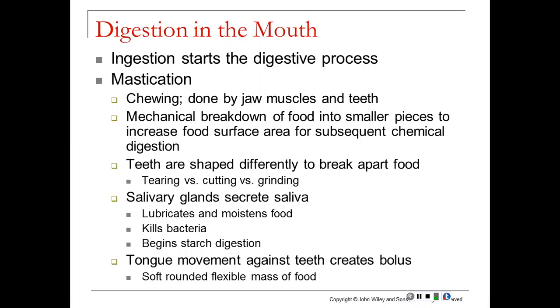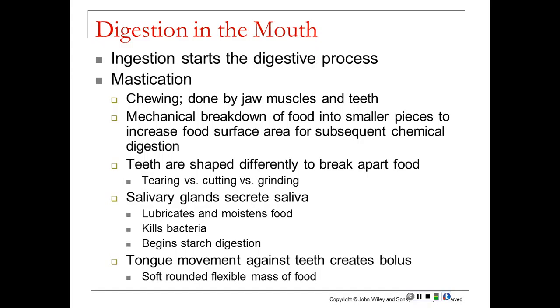The teeth are shaped differently to serve different functions. There's tearing teeth, there's cutting teeth, there's grinding teeth. And then the salivary glands ultimately secrete the saliva, which is going to help lubricate and moisten the food, as well as has antibacterial properties to kill bacteria, and it has a special enzyme called salivary amylase to begin the process of starch digestion.